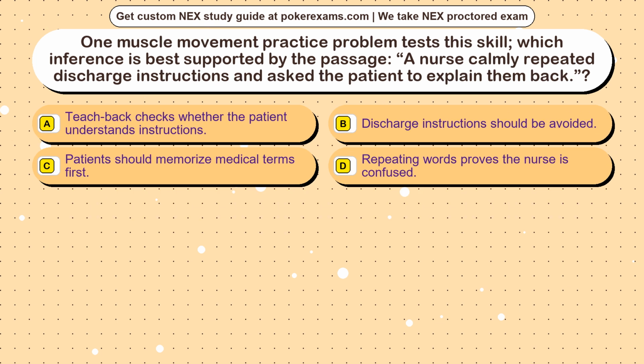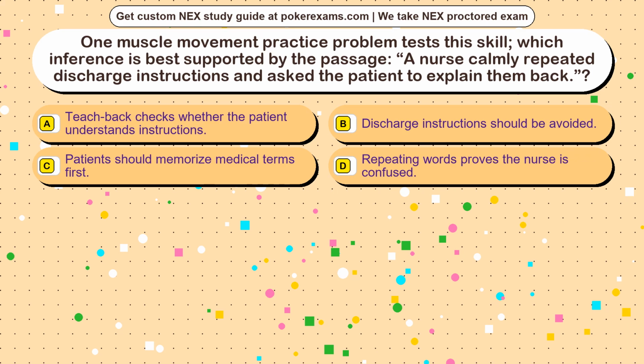Question 11. One muscle movement practice problem tests this skill, which inference is best supported by the passage? A nurse calmly repeated discharge instructions and asked the patient to explain them back. Option A. Teach back checks whether the patient understands instructions. Option B. Discharge instructions should be avoided. Option C. Patients should memorize medical terms first. Option D. Repeating words proves the nurse is confused.